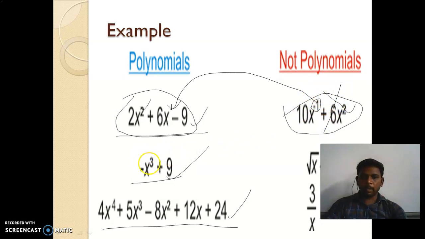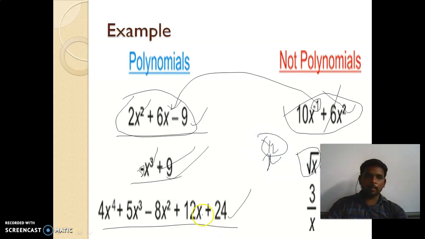And similarly, what about here? x to the power 3. The coefficient may be negative, but the power should be a positive number, that is a whole number. So it is a polynomial. And what about here? Root of x. How can we write root of x in another way? x to the power 1 by 2. Is 1 by 2 a whole number? No, 1 by 2 is not a whole number. Therefore it is also not a polynomial.